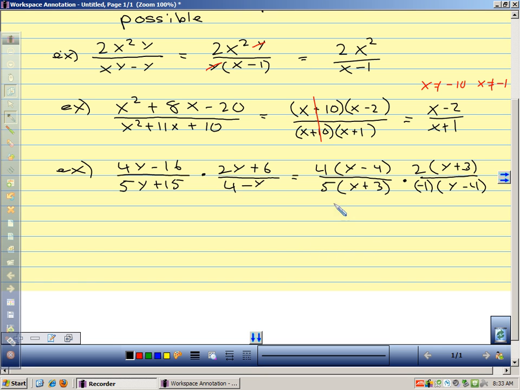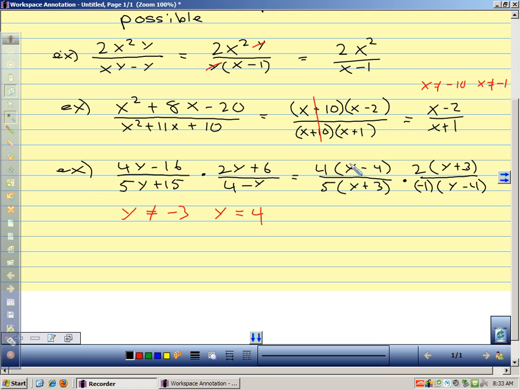And what y values do I have to be careful of? What y values are going to give me a denominator of 0? y equals negative 3. So we can't have y equals negative 3. And we can't have y equal 4. Because either one of those is going to make my denominator 0.